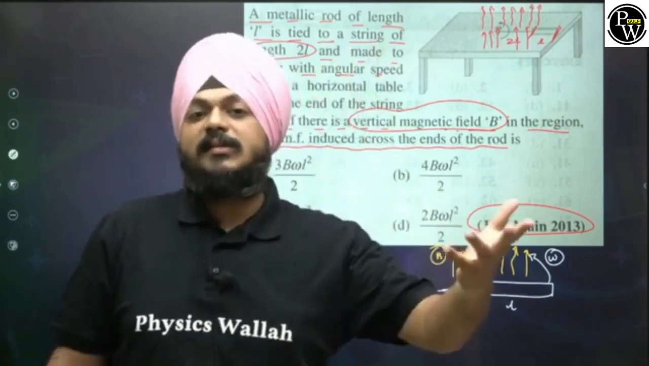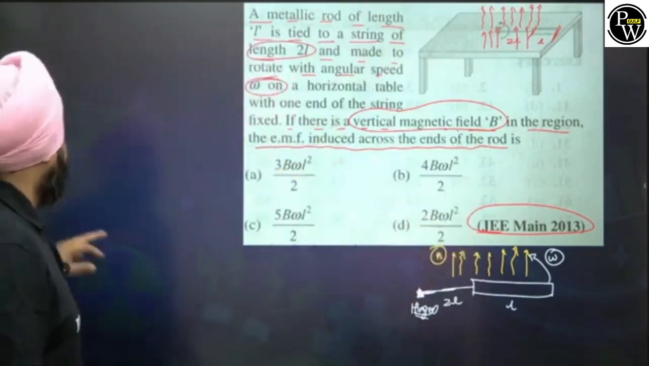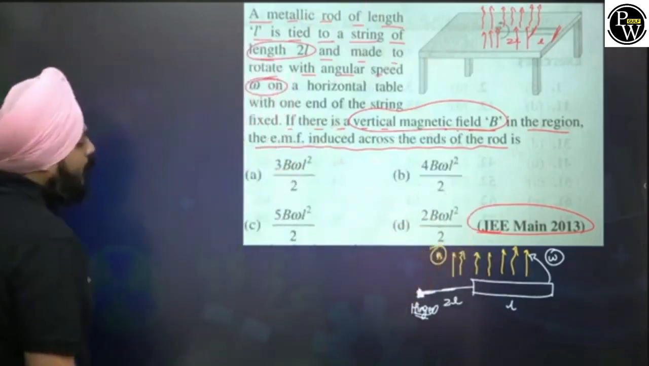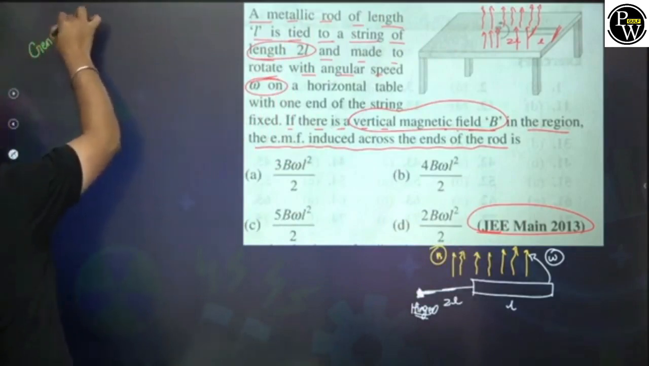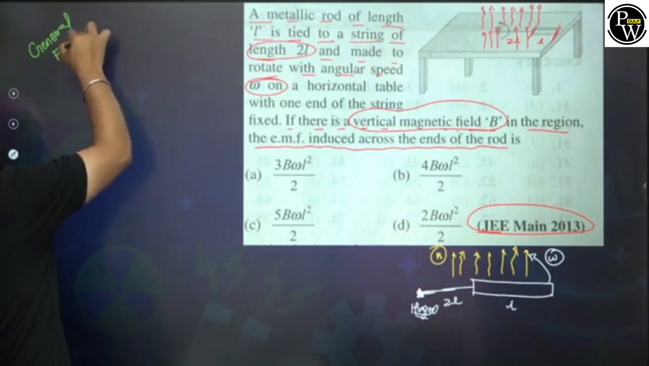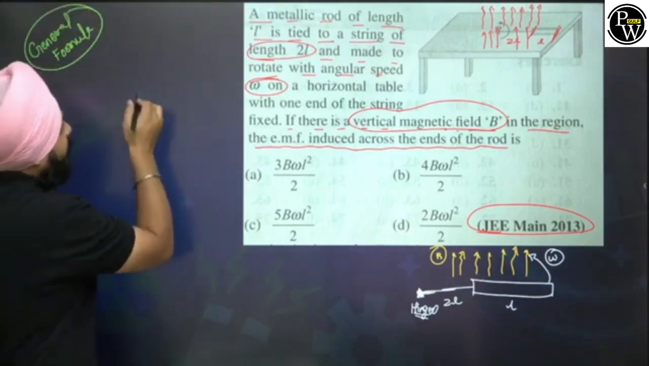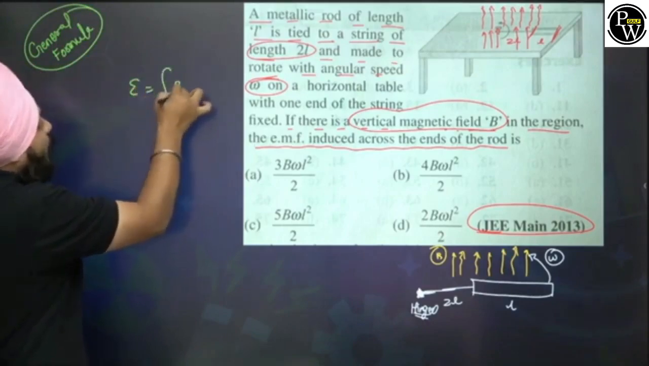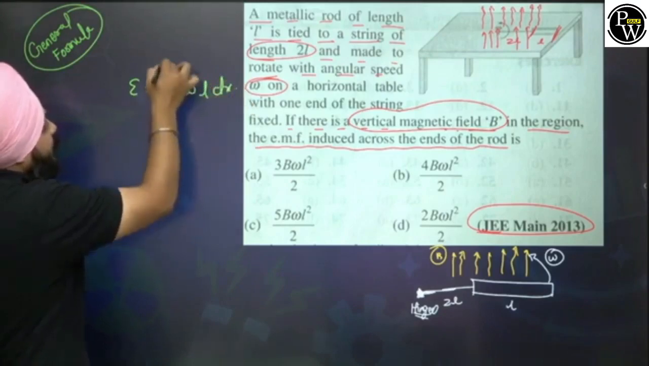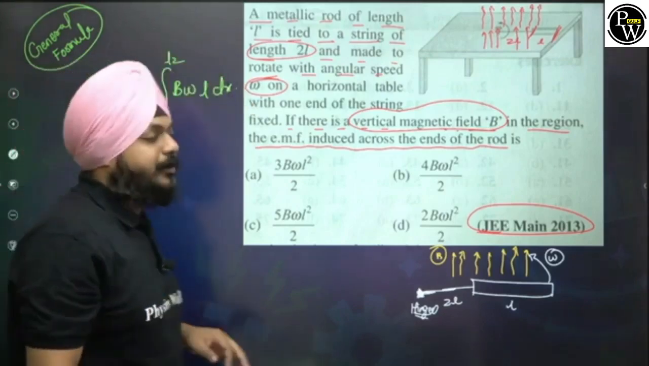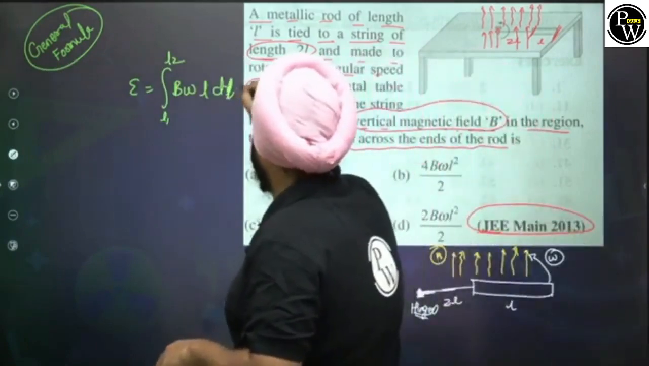I must not say chances are there, but yes, EMF will be produced in between the two ends of the rod. Now, what was the actual formula? The general formula we discussed: EMF is equal to the integration of B omega L dx. These will be the limits of the integration. You can say dx or you can say dl.